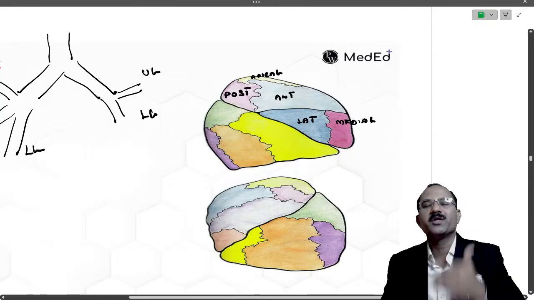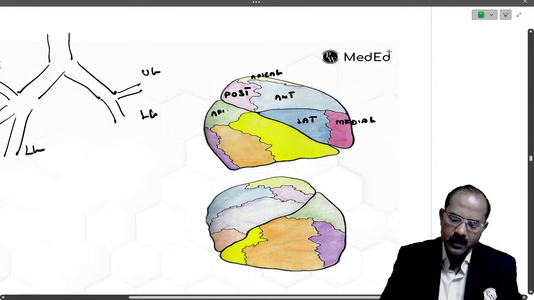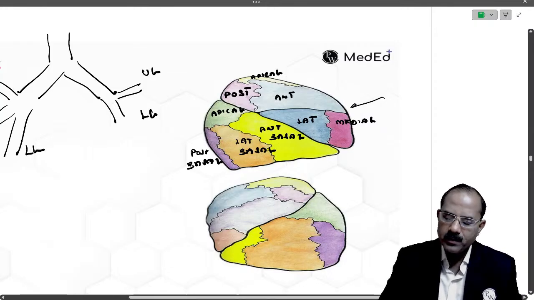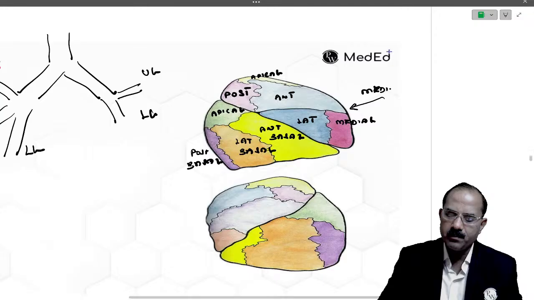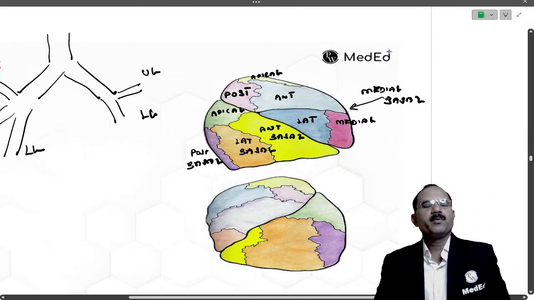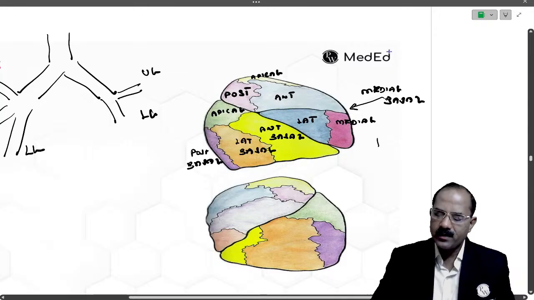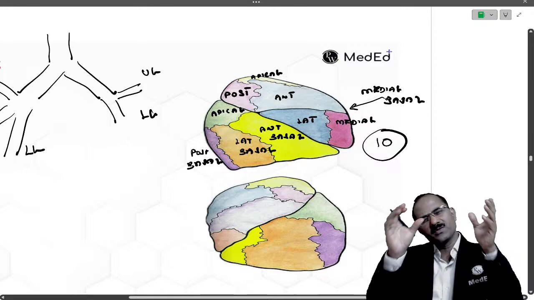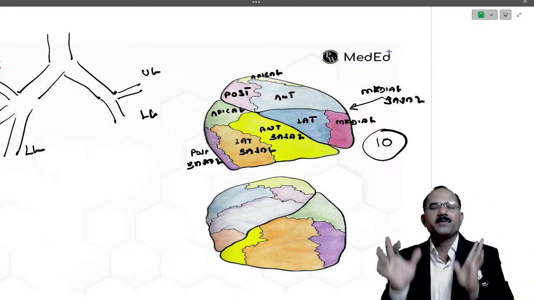For the lower lobe, the bronchopulmonary segments are apical, this is anterior basal, this is lateral basal, and that's the posterior basal. And there's one more on the medial side. What is that? Medial basal. So how many bronchopulmonary segments are there in the right lung? There are 10 bronchopulmonary segments. Okay, as a first year students, you just need to know this much.